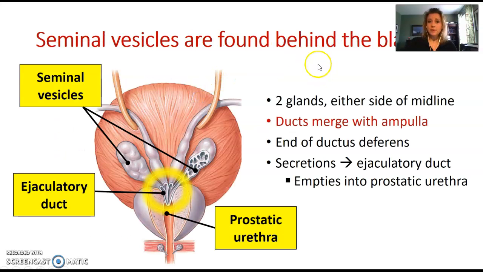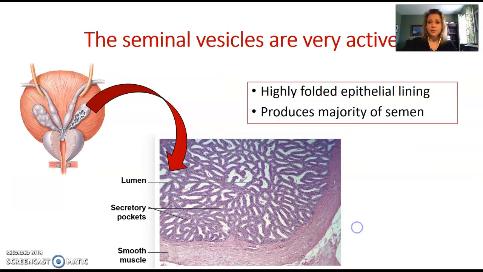All right, so let's start with our seminal vesicles. As I mentioned before, they're located on the posterior aspect of the urinary bladder. They're going to merge here with the ampulla, and the duct of the seminal vesicles that merges with that ampulla is called the ejaculatory duct. And so the secretions of the seminal vesicles are going to empty into the prostatic urethra.